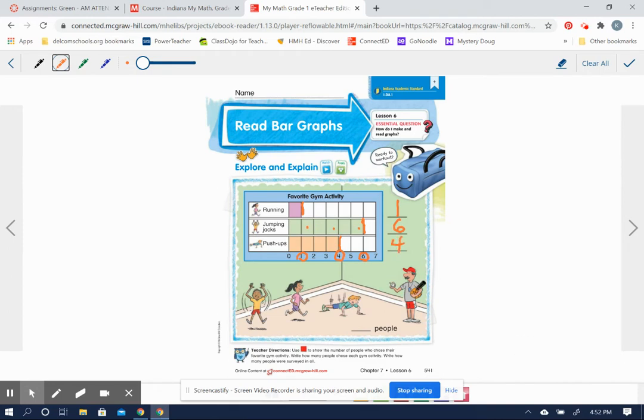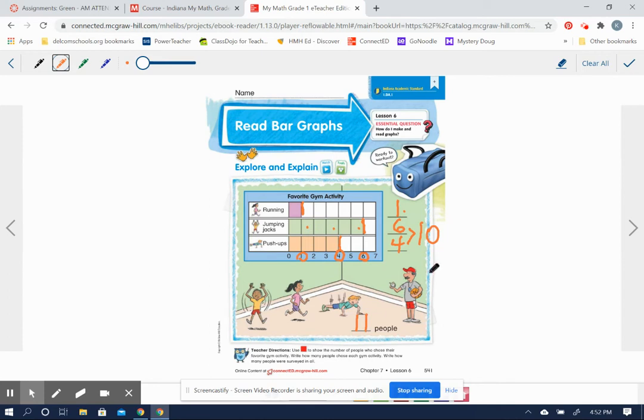Okay. And then down here at the bottom, they want to know how many people were surveyed in all. Well, we can either count the boxes or we can add up these numbers. If we add up these numbers, remember it's a good idea to either look for a double or look for a way to make 10. Oh, yeah, I see a way to make 10 right here. 6 plus 4 equals 10. And then we have to add in this number right here too. 10 plus 1 more equals 11.